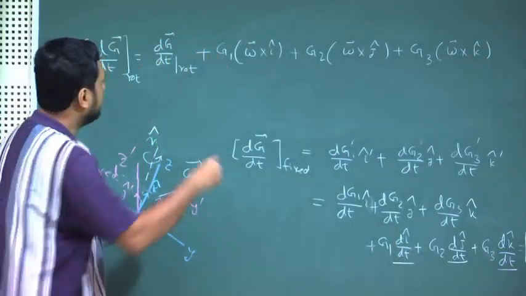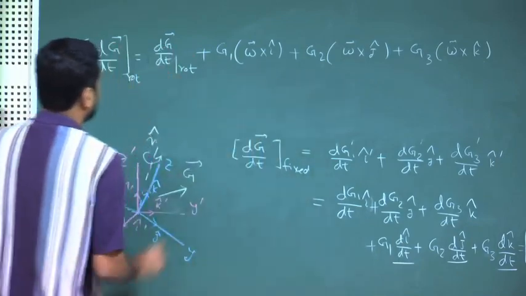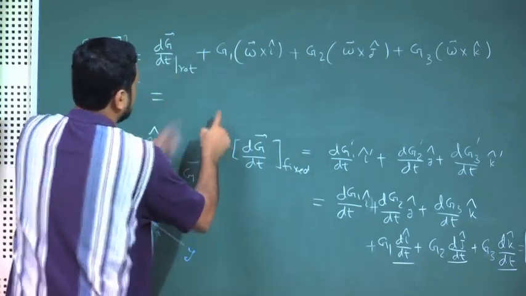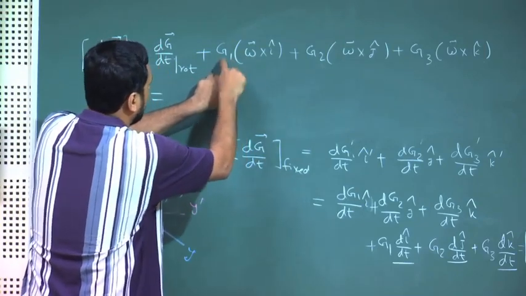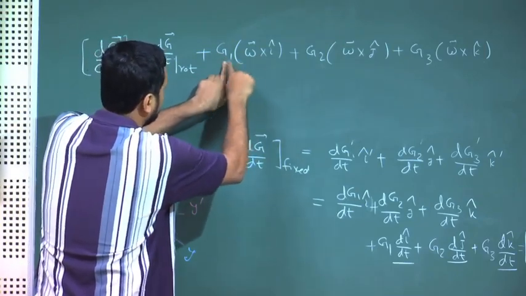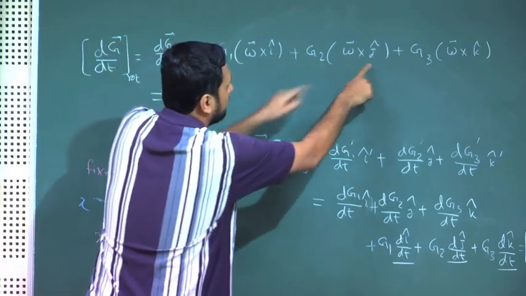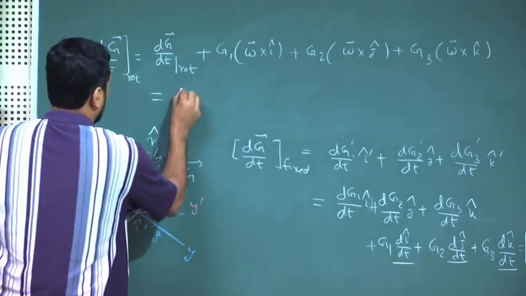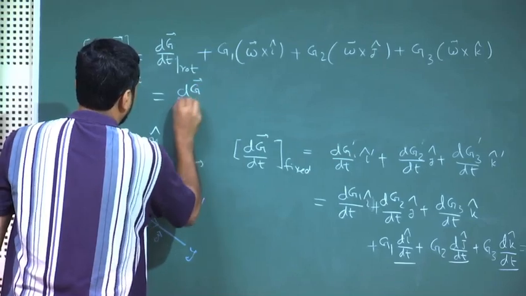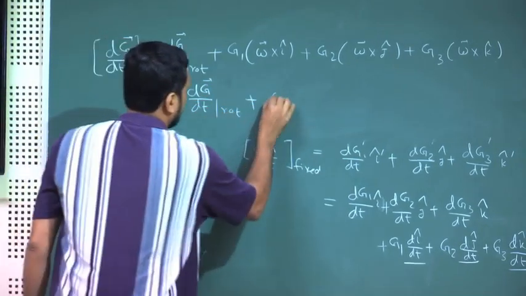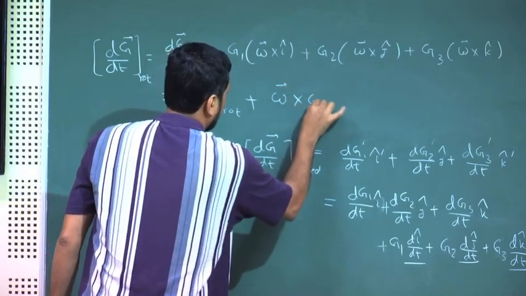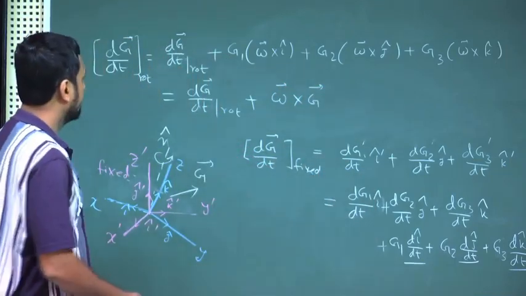Okay. So, if we rearrange it a little, take omega cross out from each of these and write omega cross (g1 i cap plus g2 j cap plus g3 k cap), then what we get is (dg/dt) rot plus omega cross g, right.